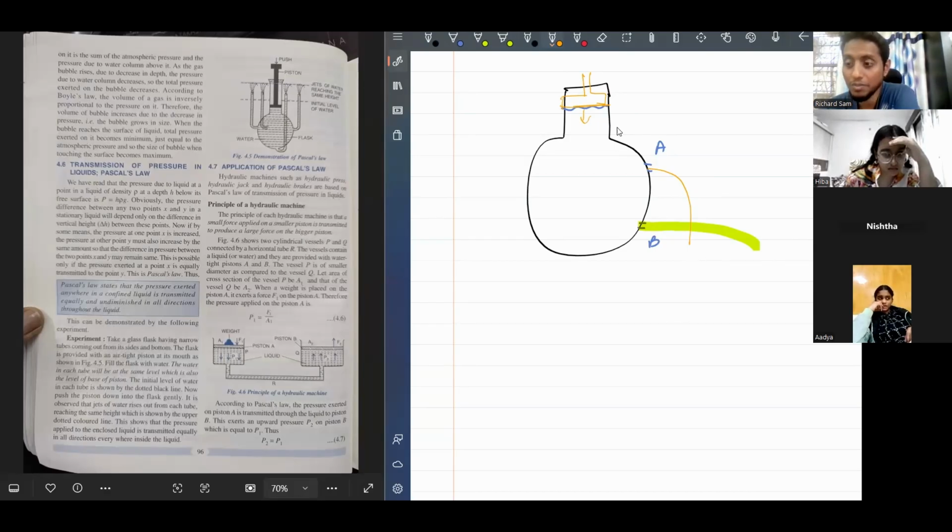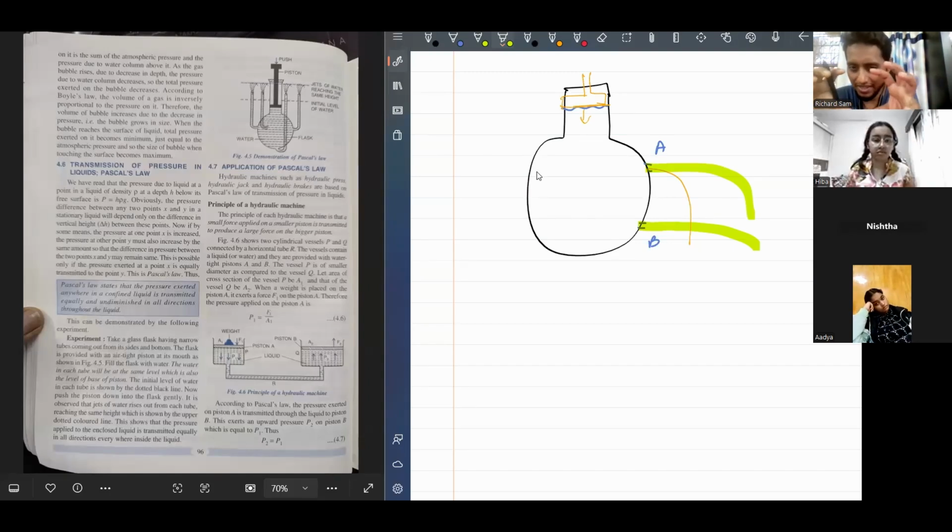No. Now, since pressure is applied in a liquid, at both the points A and B, there will be equal pressure felt. You understand? When pressure is applied in a liquid, that pressure is equally distributed throughout the whole liquid, and there is equal pressure felt inside that liquid.